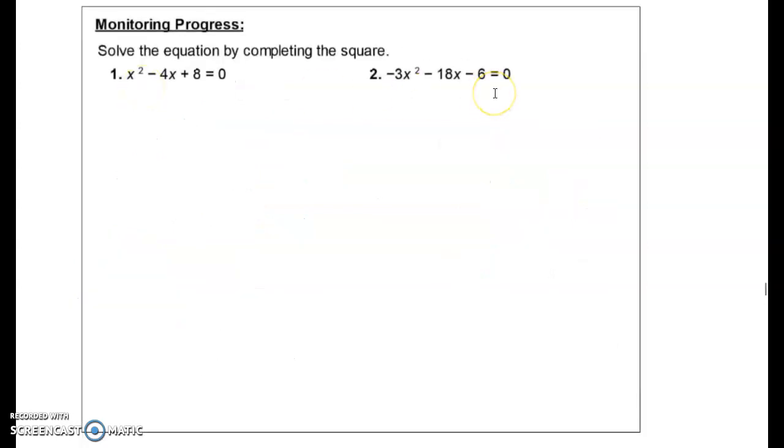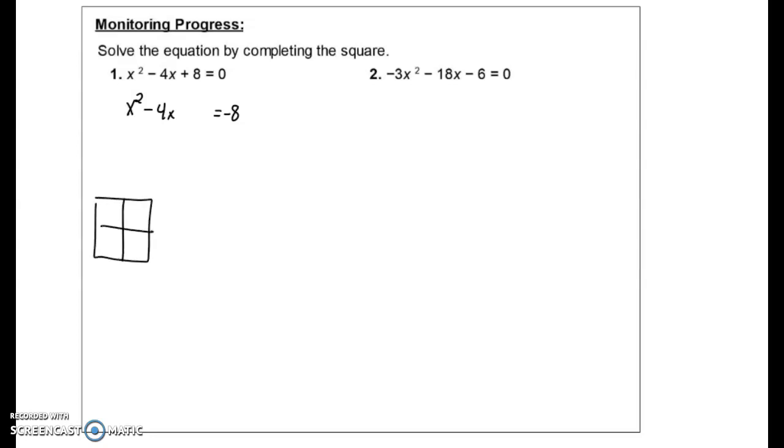Okay, so on the monitoring progress, number 1, there is no coefficient, the a value in front of x squared is just 1, so it's easier to do. So we're going to go ahead and move the 8 over by subtracting 8. Now there's no GCF to factor out, so I can go straight to completing the square.